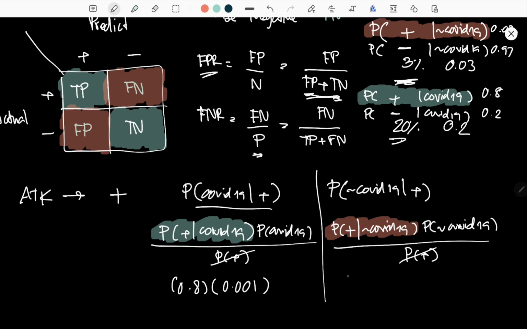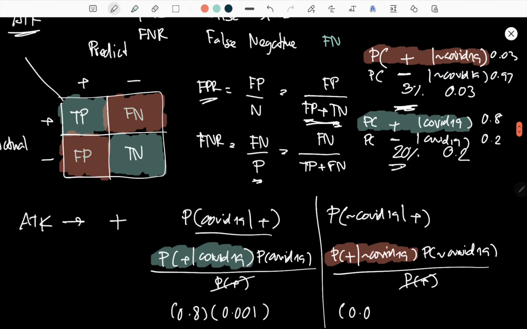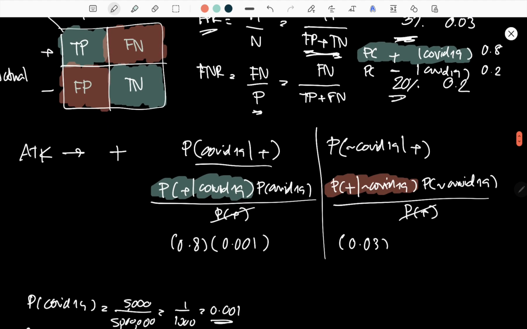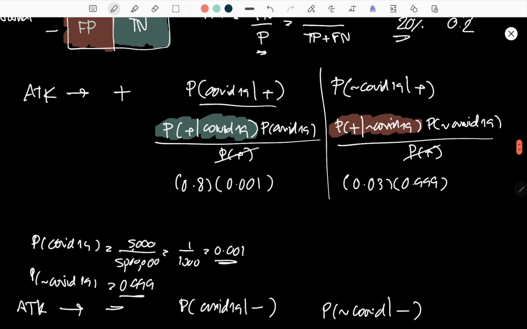not COVID-19, and given the positive result, it is 0.03, and the probability of not COVID-19 is 0.999. So this one is 0.0008, right? And this one is 0.0297. Oh, sorry, 0.97.